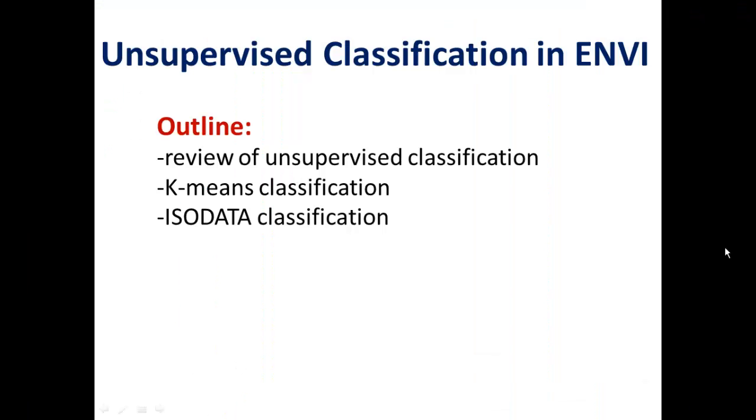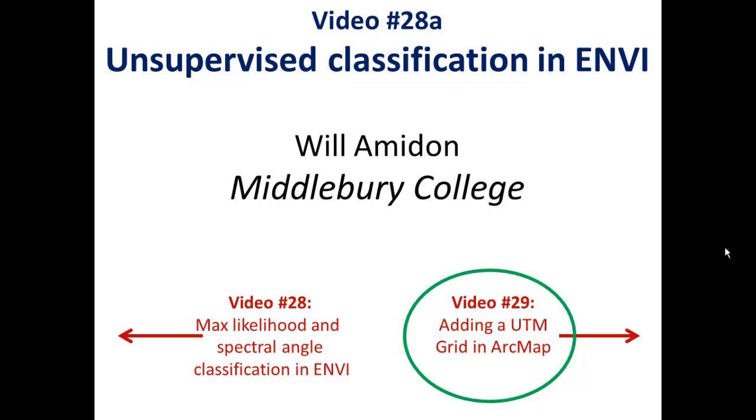To review, we learned what unsupervised classification is, and then we learned how to do the kmeans and ISO data classification in ENVI. Join us for our next video, number 29, adding a UTM grid in ArcMap. Thanks.